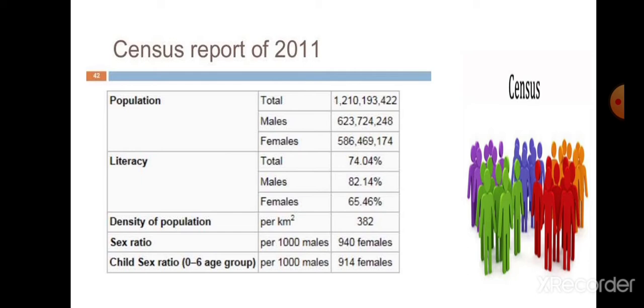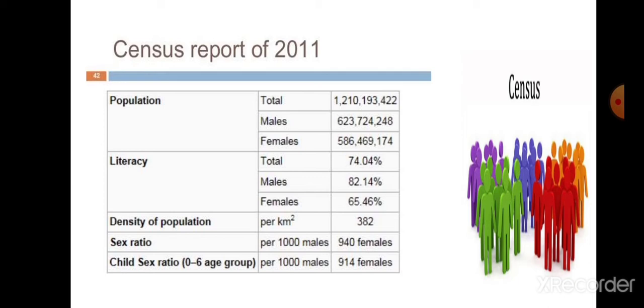When it comes to literacy, what is meant by literacy? A person who is 7 years or above and can read, write and understand any language, we call that person a literate person. If you don't know reading, writing or understanding any language, we call that person an illiterate person. The total literacy in our country according to the 2011 census is 74.04. Among that, male literacy is 82.14 and female literacy is 65.46.